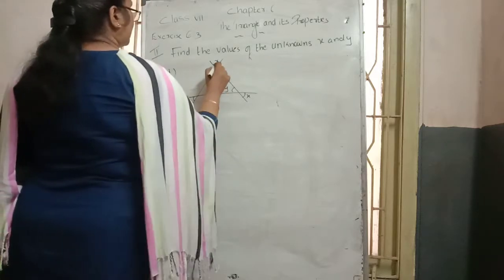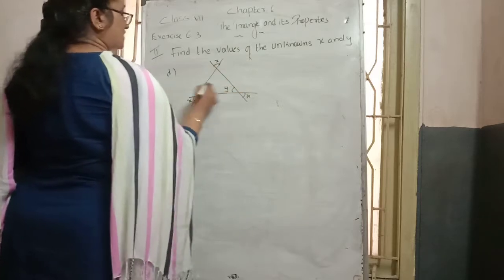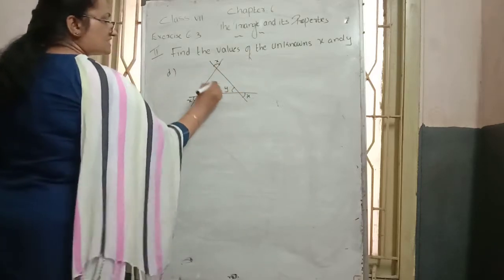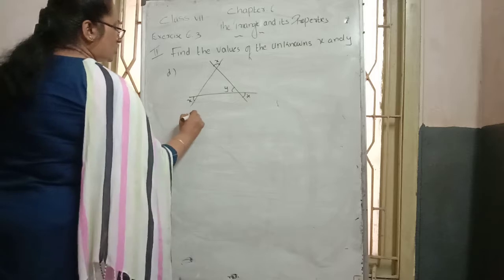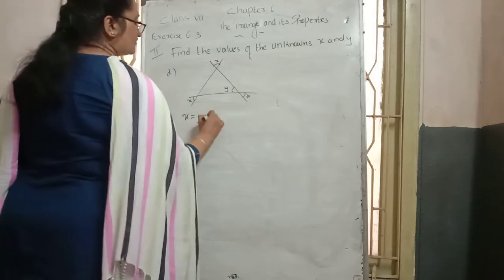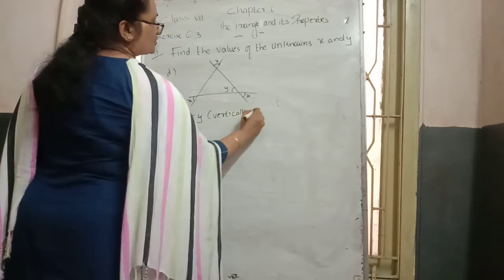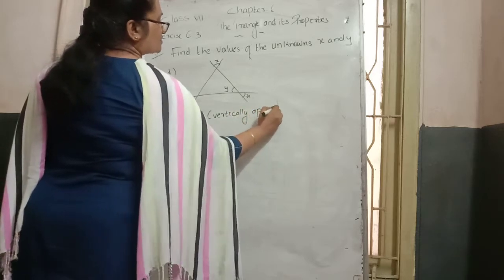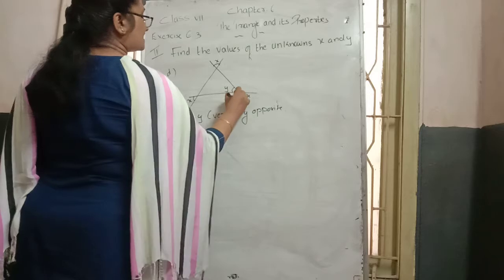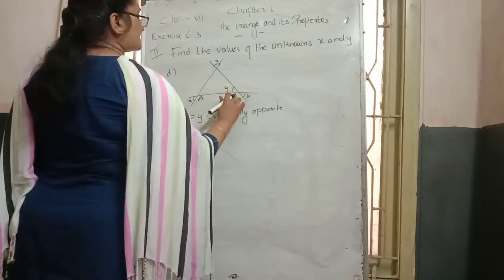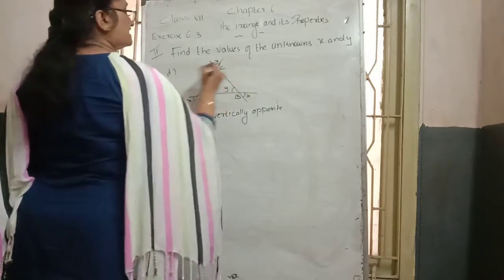We can say x and this x and y are equal. What is the reason? They are vertically opposite. So x is equal to y. What is the reason? They are vertically opposite. For identification, mark the alphabets as A, B and C.